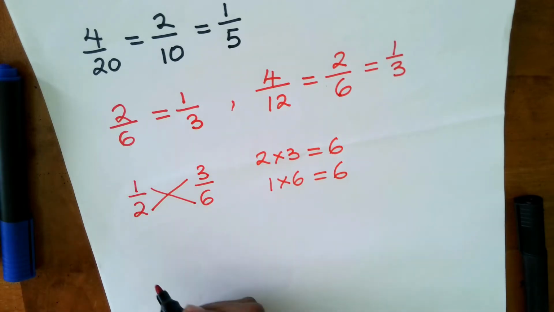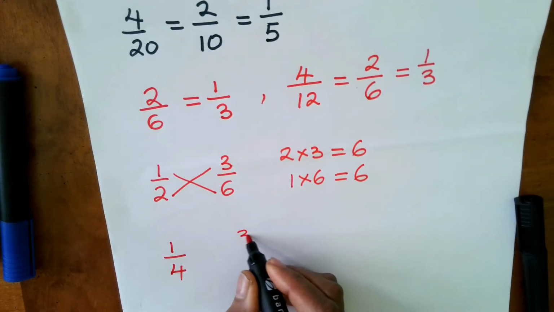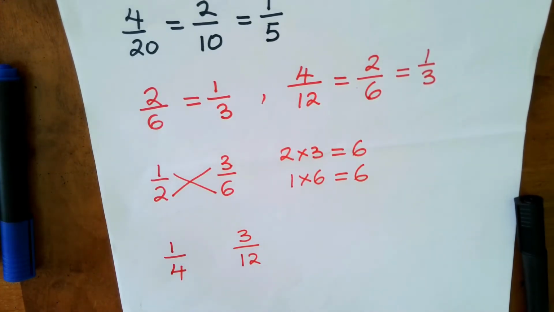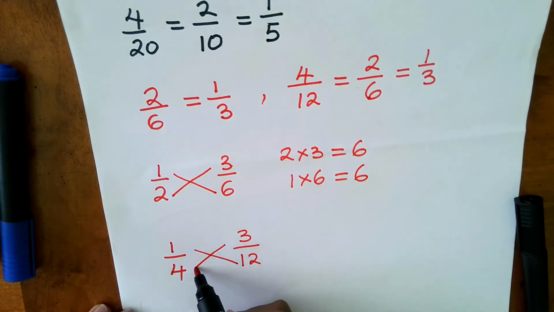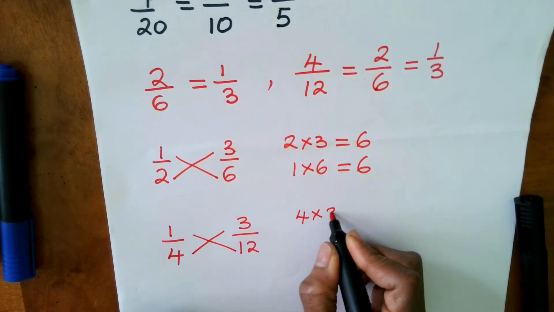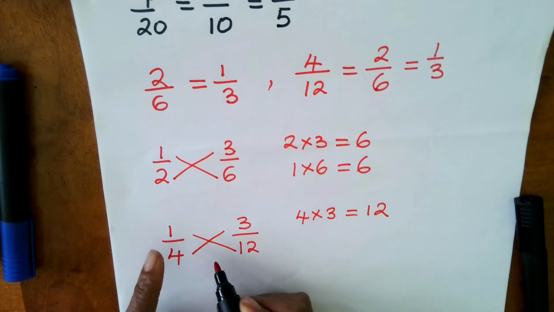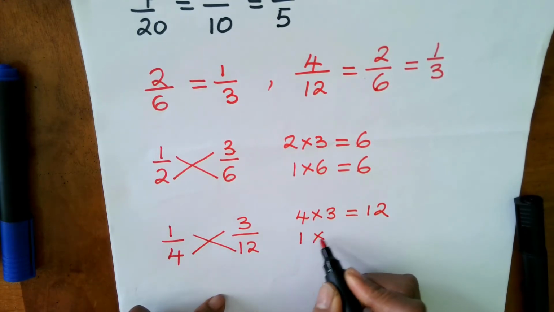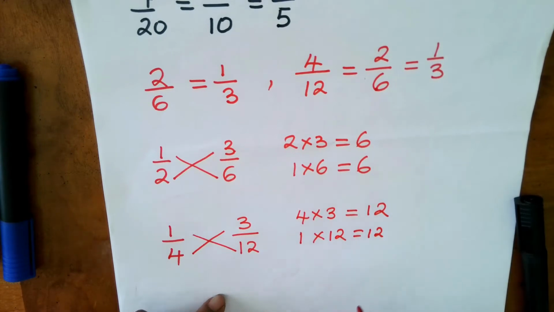We go ahead and do another one. So if I have 1 over 4, and then I've got 3 over 12, I'll need to check if these two fractions are equivalent. So what I do is cross multiply: 4 times 3. 4 times 3 is going to give me 12. And then 1 times 12 will also give me 12. So if we get the same numbers, we say that the fractions are equivalent.